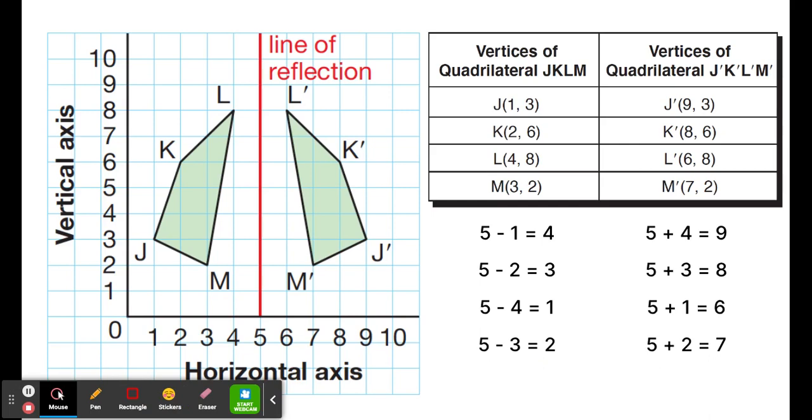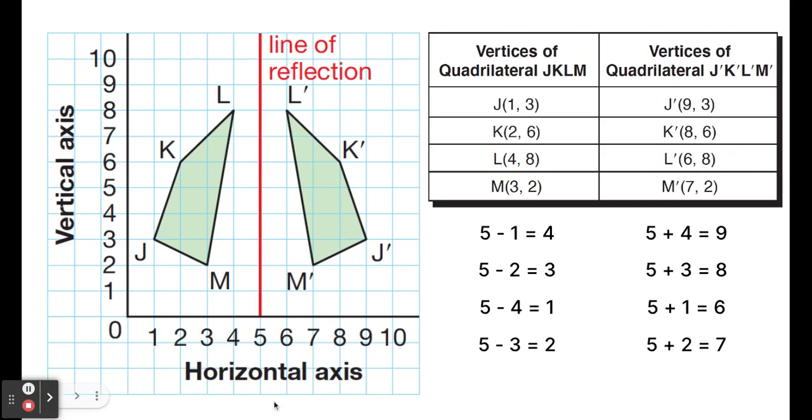So it's pretty cool how we can use addition and subtraction to help us find the ordered pairs of a transformation image, even without having to draw it. We just did it for a translation and now for a reflection.